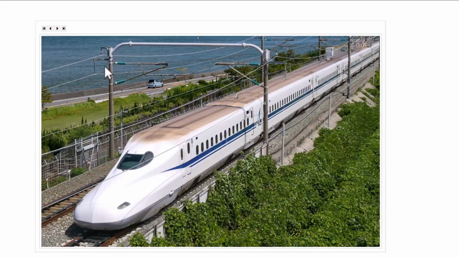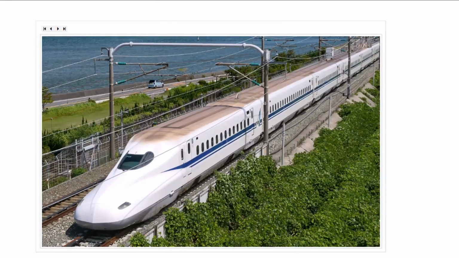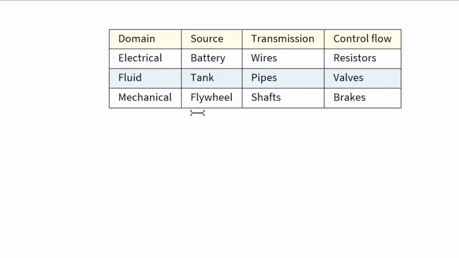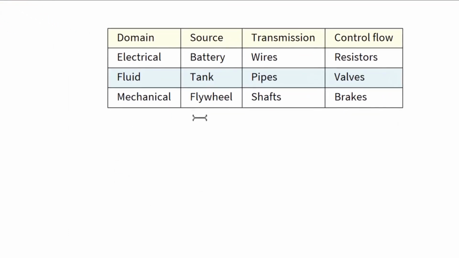But how is this relevant to modeling? Can we use learnings from one domain in another domain? Are there similarities? Yes, when it comes to modeling, in most cases there are some similarities among the different fields. Let's consider three different domains: electrical, fluid, and mechanical. Even if these fields are very different, they have some commonalities.